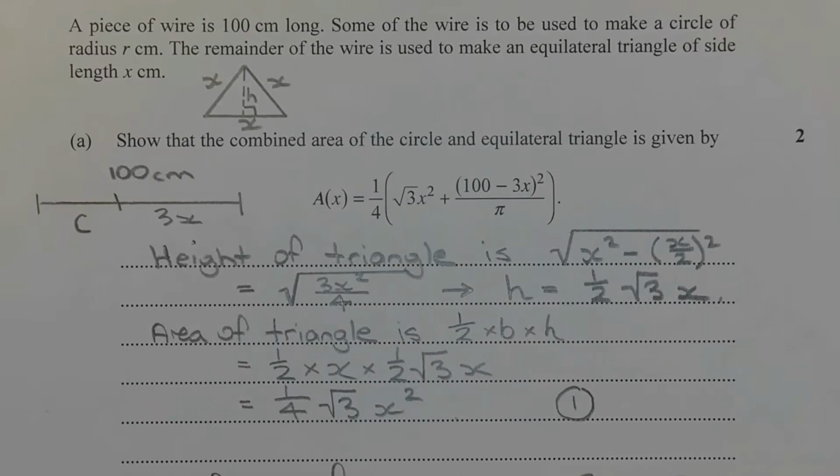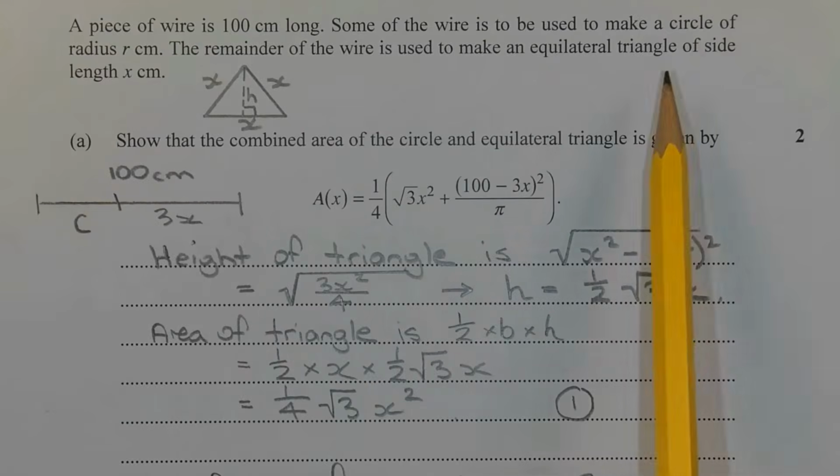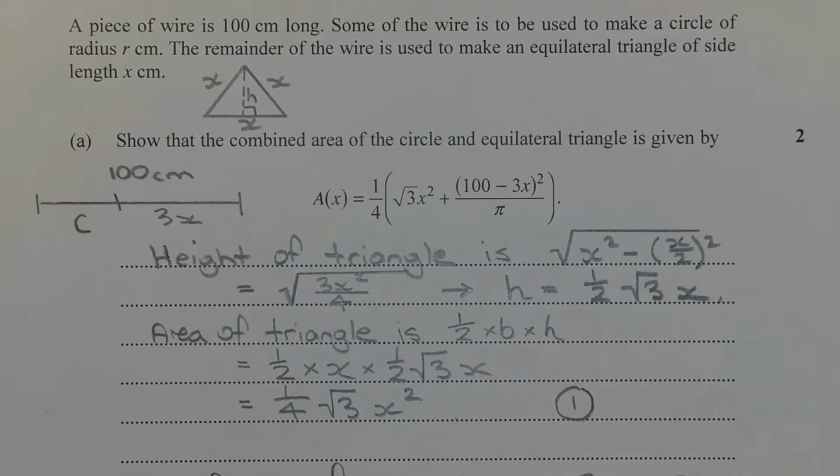Let's consider the equilateral triangle first. Now we're told that the side length is x centimeters. Given that it's equilateral, all sides are equal in length. So the perimeter of the equilateral triangle is 3 times x, or 3x. If the length of wire is 100 centimeters and 3x centimeters is used to make the equilateral triangle, the remaining wire is then bent around to form a circle. So the circumference of the circle is 100 minus 3x centimeters, and we'll consider that later on.